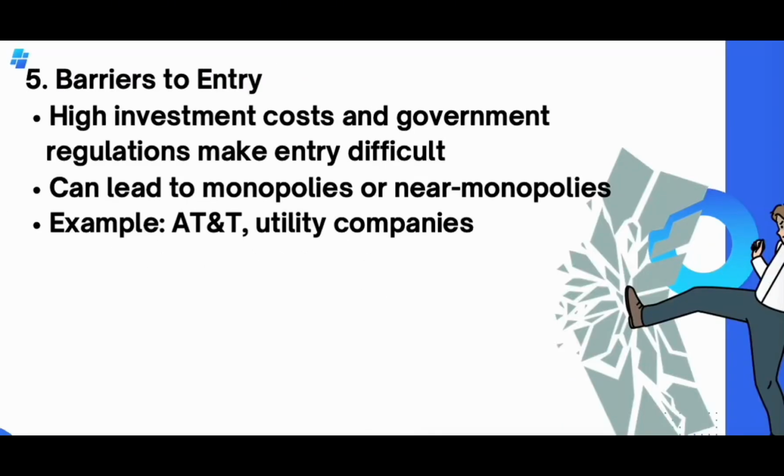Number 5 is barriers to entry. Barriers to entry are critical because they determine the level of competition in an industry. High barriers protect established companies from new competitors, allowing them to maintain market share, pricing power, and profitability. When barriers are too high, they can lead to monopolies or oligopolies, where a few companies dominate the market, reducing consumer choices but ensuring stability and large-scale investment.